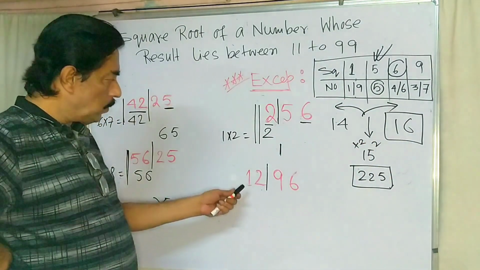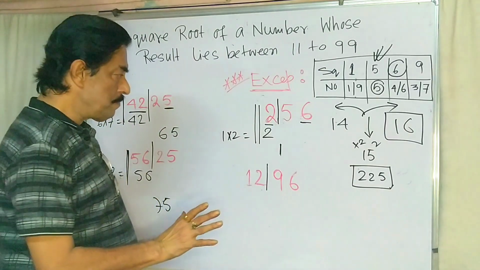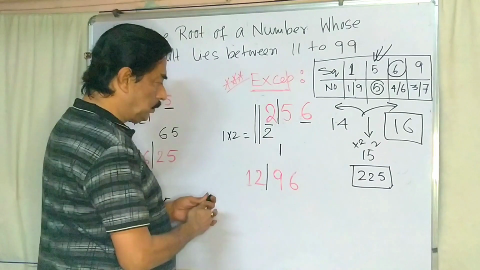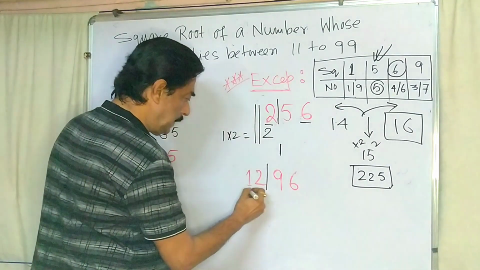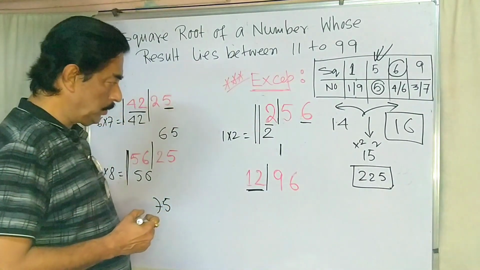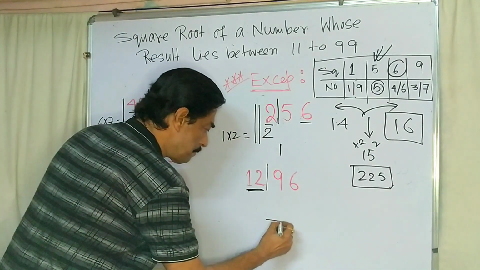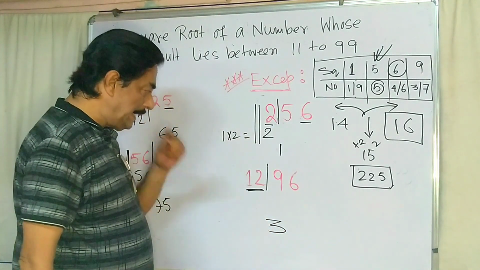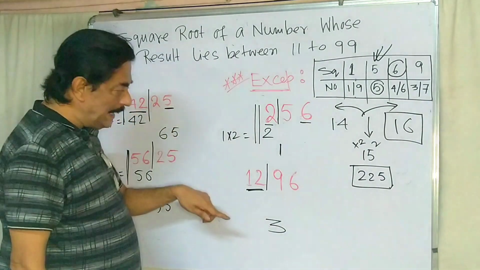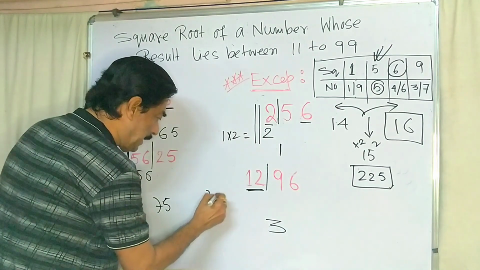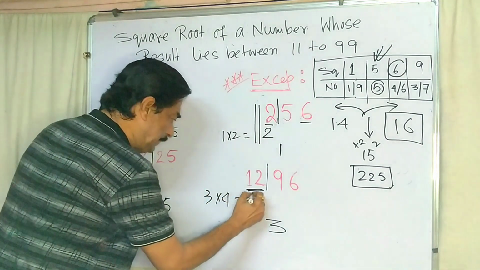Now we consider 1296. Rule is the same. Separate the number two places from the right side. So your left part is 12. Now 2 square is 4, 3 square is 9, 4 square is 16. So we consider 3 square, because 3 square is 9, which is less than 12 and near to 12. Now consider 3, the next number is 4, and your result is again 12.